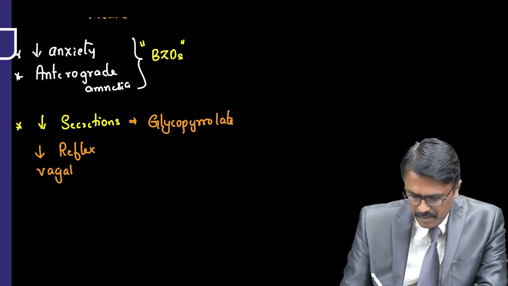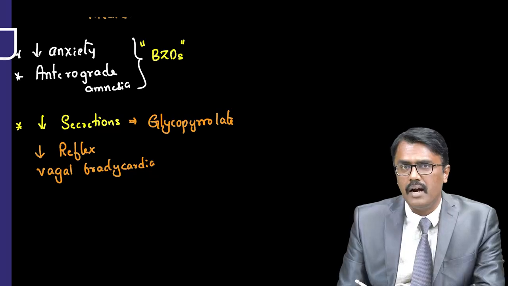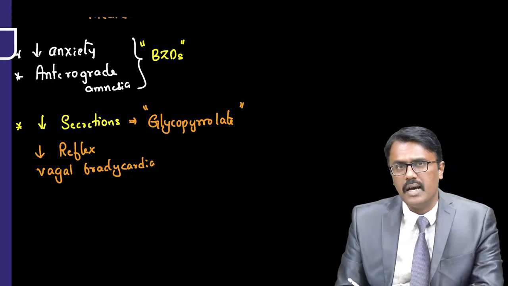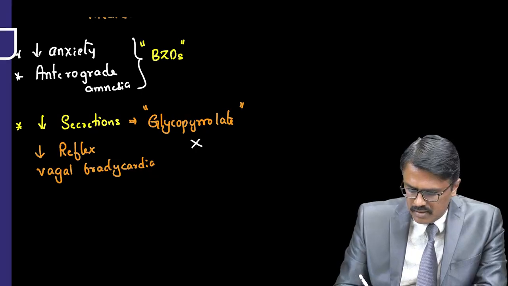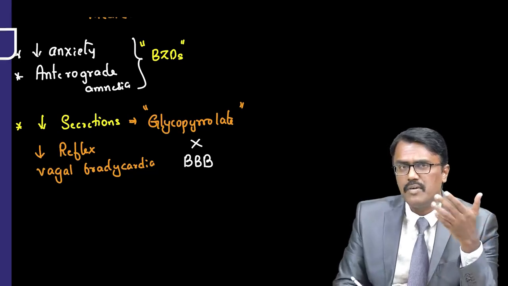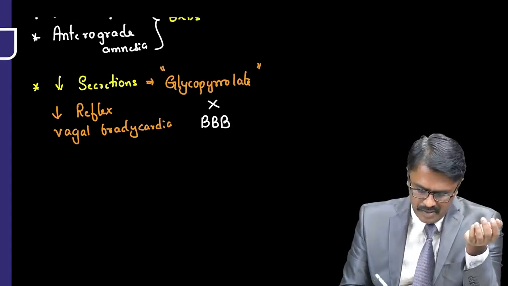vagal bradycardia. Now, what happens during surgery? Many a times the vagus can get activated and the heart rate may come down. And glycopyrrolate is an anticholinergic drug which can increase the heart rate. The advantage of this is it doesn't cross the blood-brain barrier, but other drugs can. Atropine can, so we don't give atropine before surgery because it causes delirium and confusion.